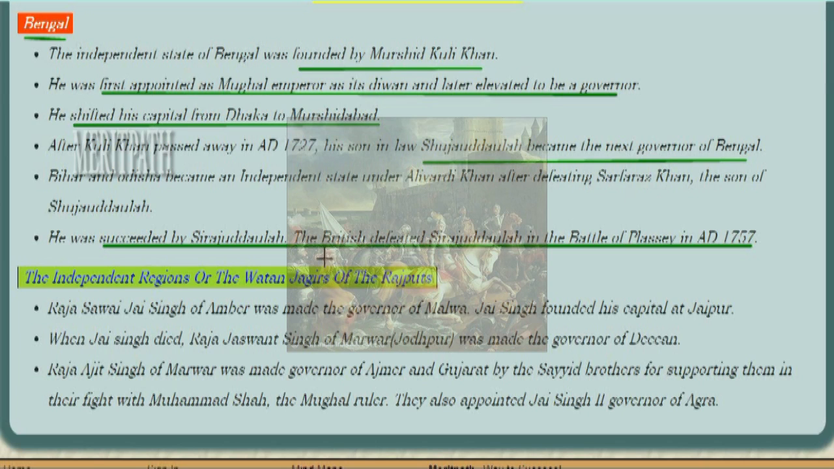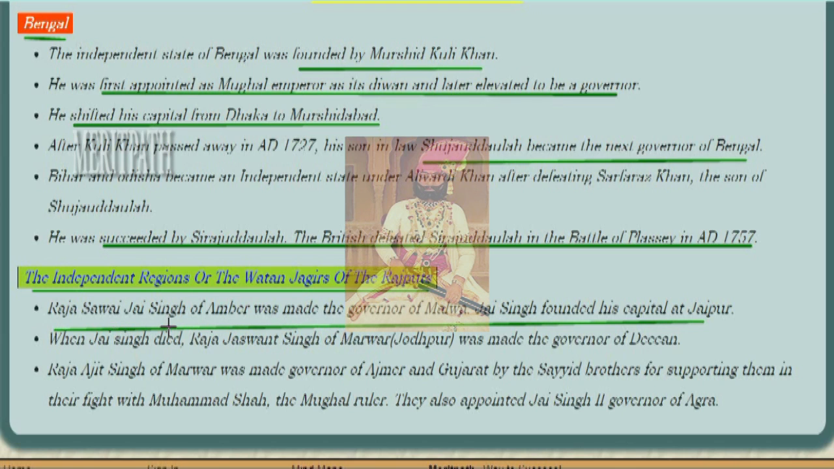This Alivardi Khan defeated Sarfaraz Khan, the son of Shujauddaulah. And then Alivardi Khan was succeeded by Sirajuddaulah. So this Sirajuddaulah was defeated by the British in the Battle of Plassey in AD 1757.